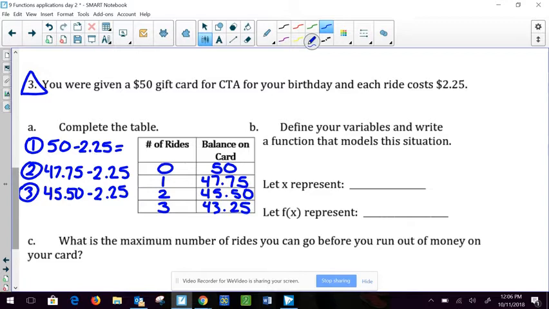Looking at that, that's a lot of work. This is why making an equation would make things a lot easier. Say I wanted to know how much would be left after, I don't know, 10 rides or 12 rides. That would be a lot of calculations. So we can write an equation to help us better understand this.